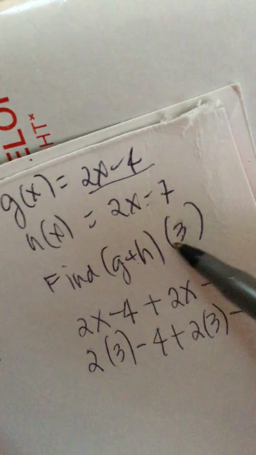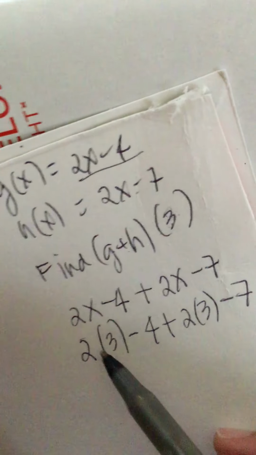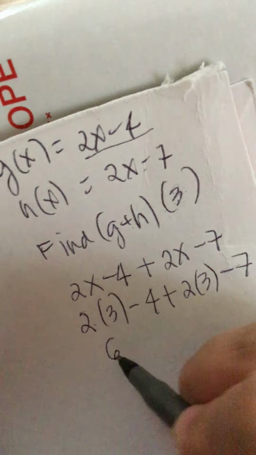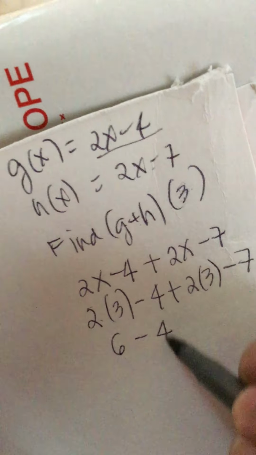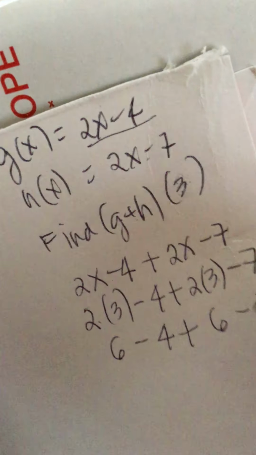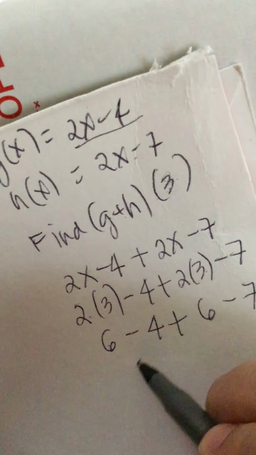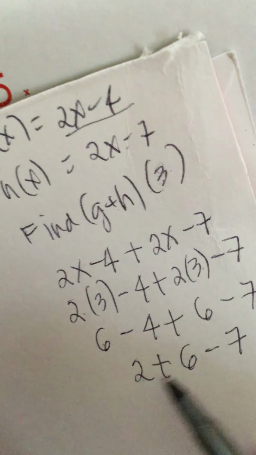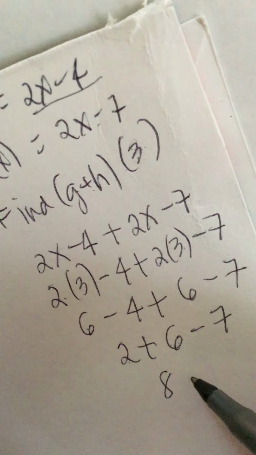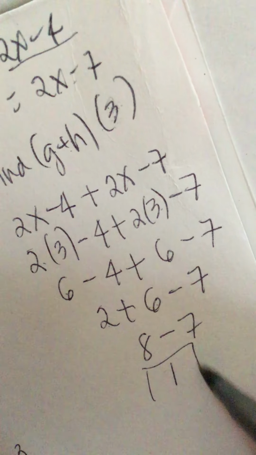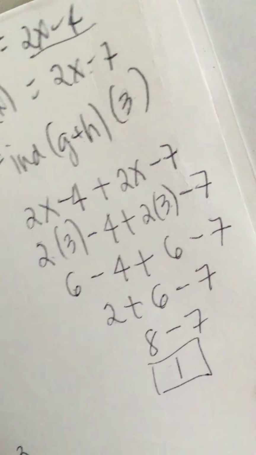So now we have to multiply. 2 times 3 is equal to 6 minus 4 plus 2 times 3 is 6 minus 7. So 6 minus 4 is 2 plus 6 minus 7. So 2 plus 6 is 8 minus 7, and it's equal to 1. So this is your final answer.